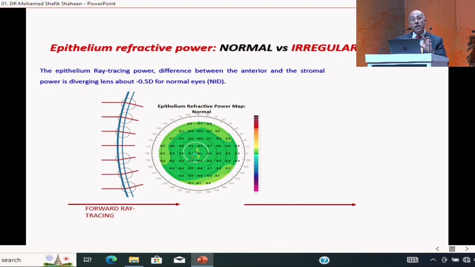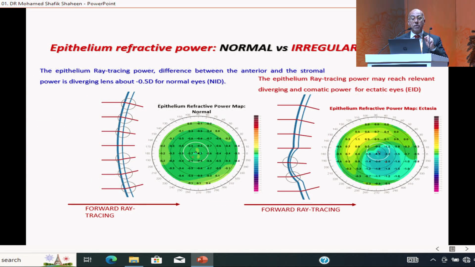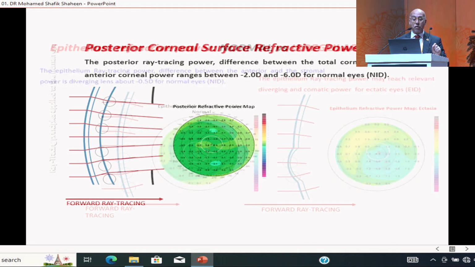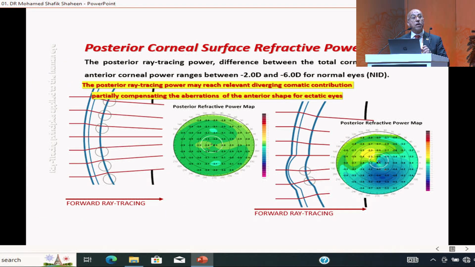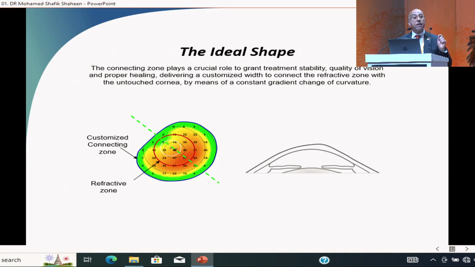You have to take into consideration that the ray tracer, just a few minutes and I will finish, takes into consideration the epithelial lens, which really does a big thing, a chromatic effect in the irregular cornea. Again, it takes into consideration the posterior surface, which is mitigating the anterior surface changes. So if you take the summation of all of them, this will make the ideal shape. And this is the new thing that we're targeting.